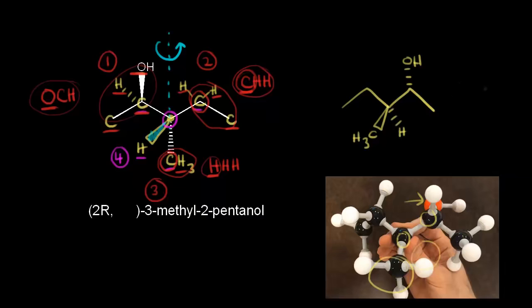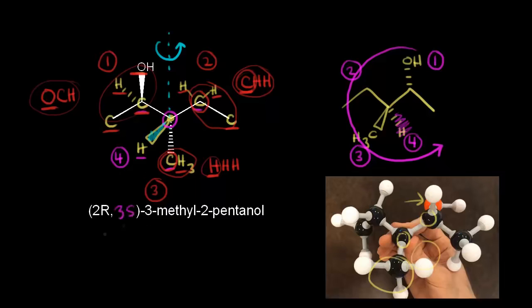So we know that the group with the OH had the highest priority, so this was number 1. We know the ethyl group had the second highest priority, so we say that's a number 2. The methyl group was a number 3, and the hydrogen was a number 4. So with our lowest priority group going away from us, we can now ignore it and see that we're going around in this direction. So we're going around counterclockwise, and that would be S. So we are S at carbon 3. So I could finish off the name by writing in here 3S. So it's 2R, 3S, 3-methyl, 2-pentanol.